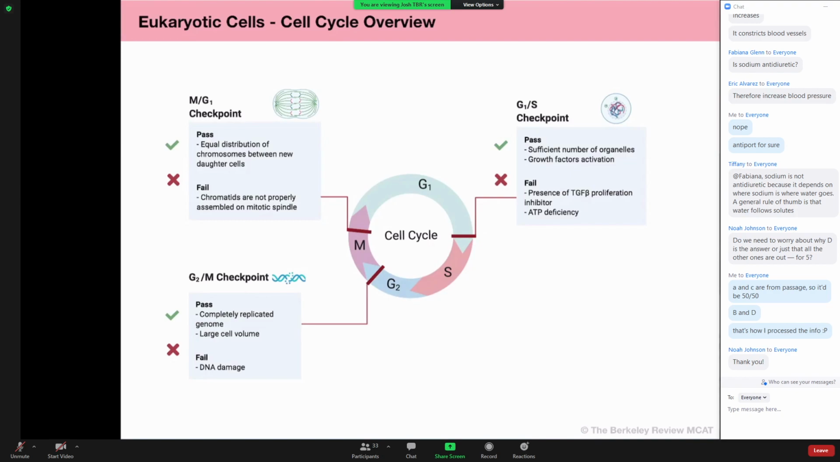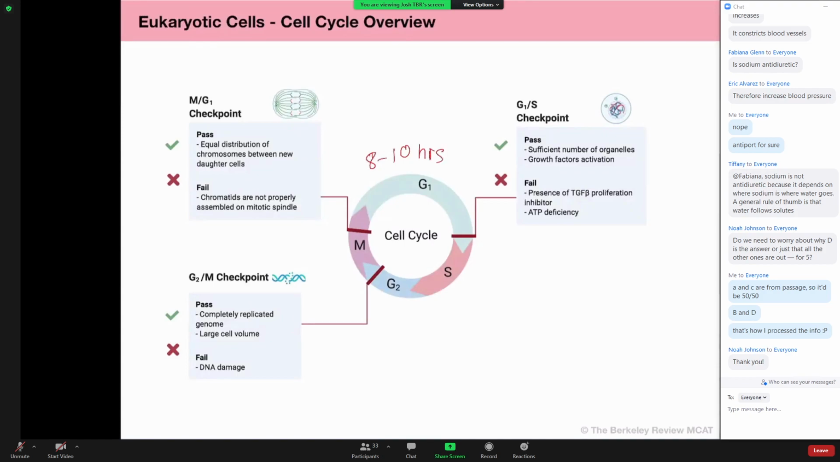You can break it down into these four main phases, right? Your growth 1 phase, your S phase, which is where your DNA actually replicates, your growth 2 phase, which is after your DNA is replicated, and then your mitosis, where your cell divides.